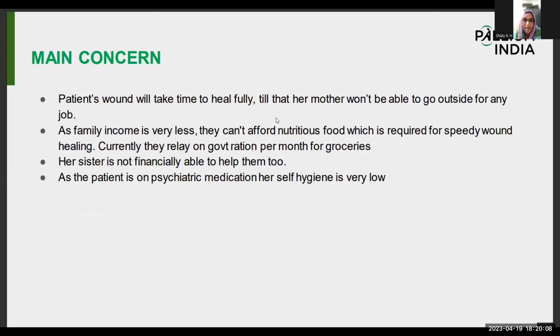Next. Main concern is the patient's wound will take time to heal fully. Till then, her mother won't be able to go outside for any job. As the family income is very less, they can't afford nutritious food, which is required for speedy wound healing. Currently, they rely on government ration per month for groceries. Her sister is not financially able to help them either. As the patient is on psychiatric medication, her self-hygiene is very low.